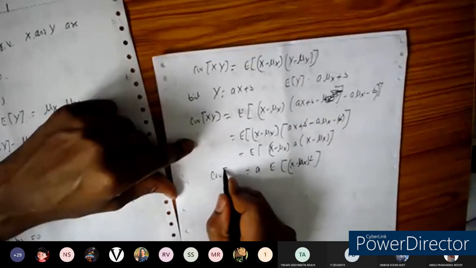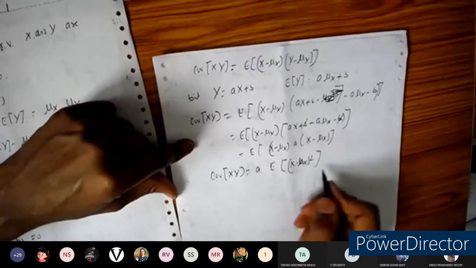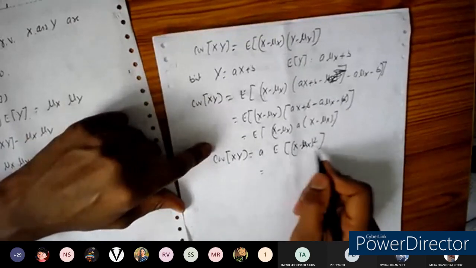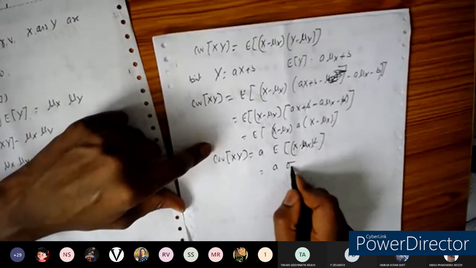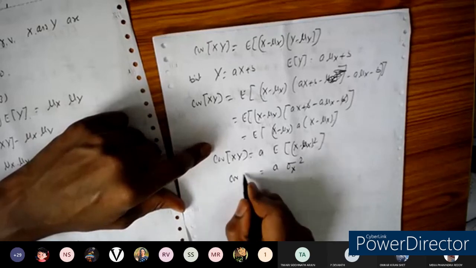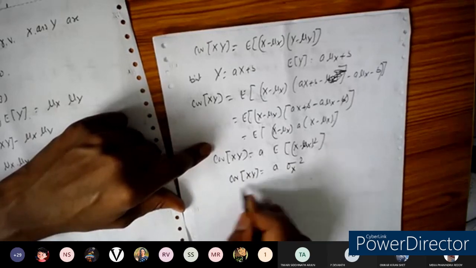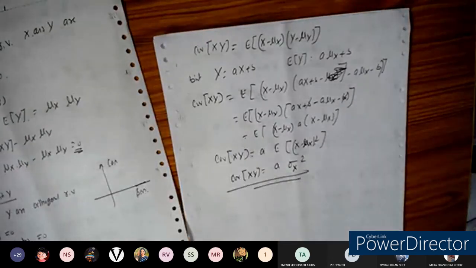The expectation of (x minus nu x) the whole square is nothing but the variance, as we have already seen in module 1. So it is sigma x square. So this is the covariance of the transformed random variables that we have seen here.